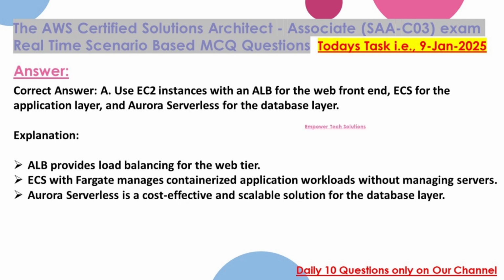Correct answer, A. Use EC2 instances with an ALB for the web front-end, ECS for the application layer, and Aurora Serverless for the database layer. Explanation: ALB provides load balancing for the web tier. ECS with Fargate manages containerized application workloads without managing servers. Aurora Serverless is a cost-effective and scalable solution for the database layer.